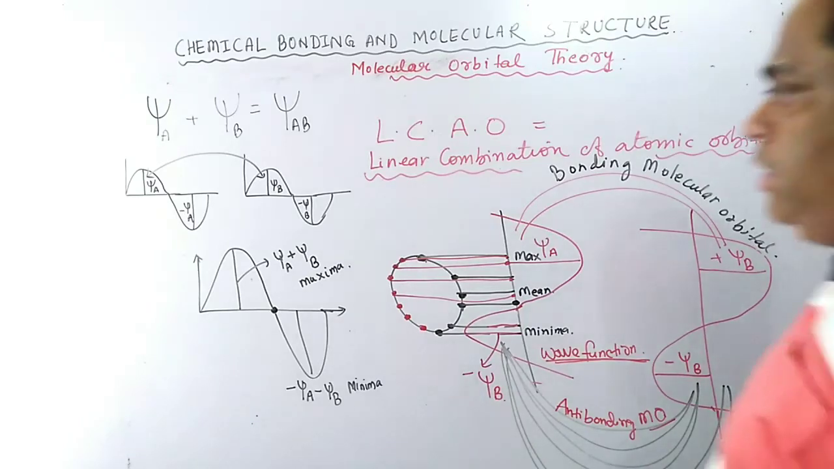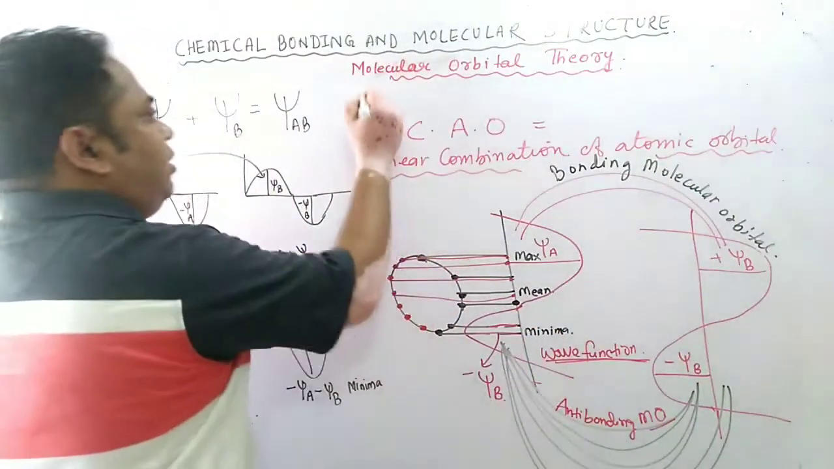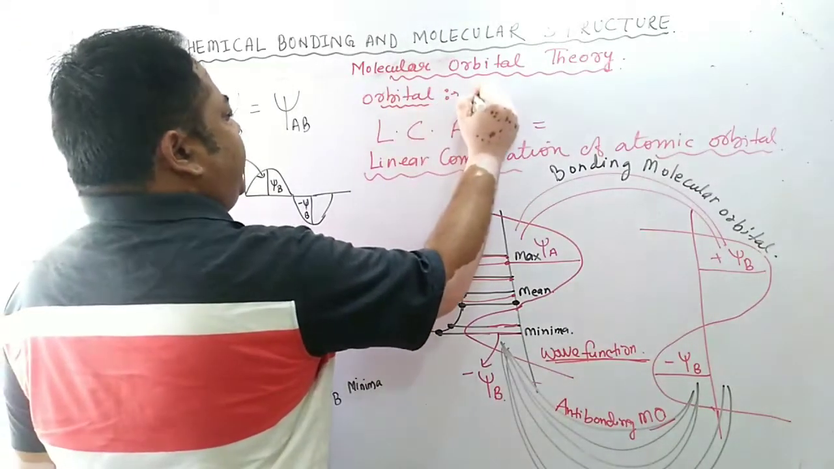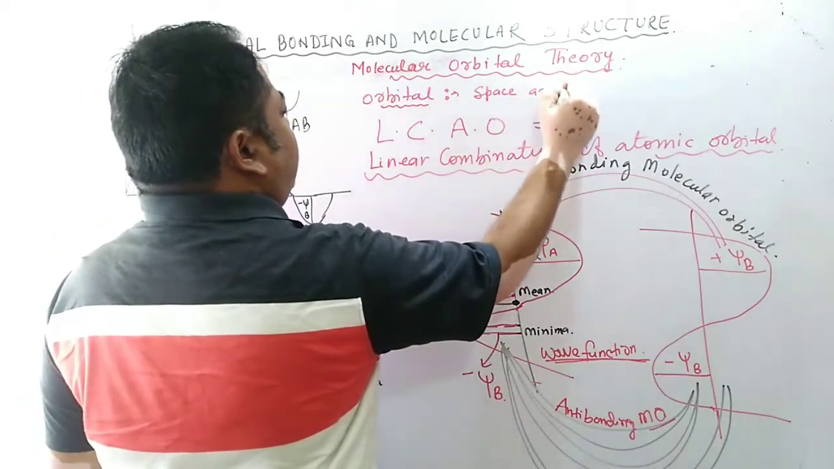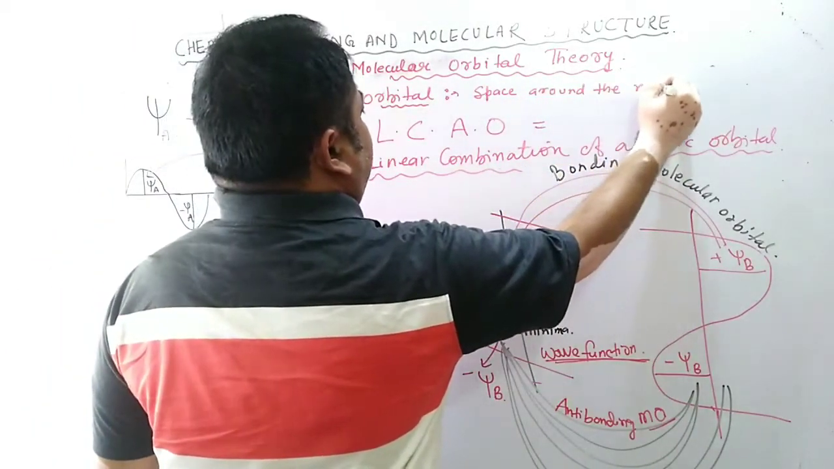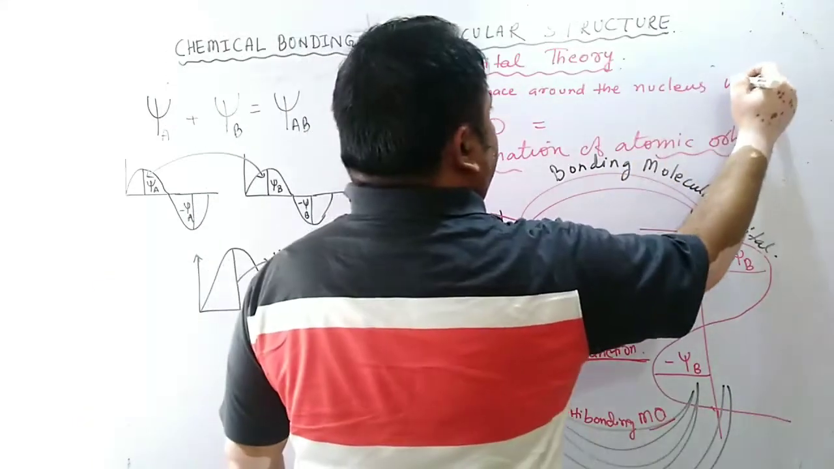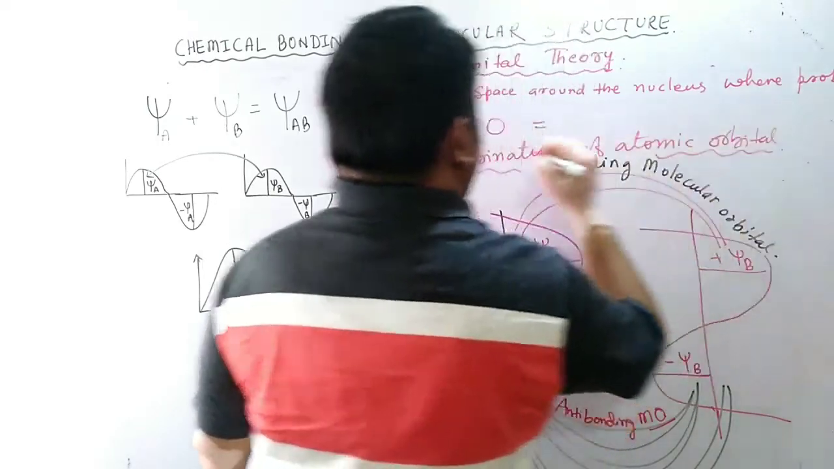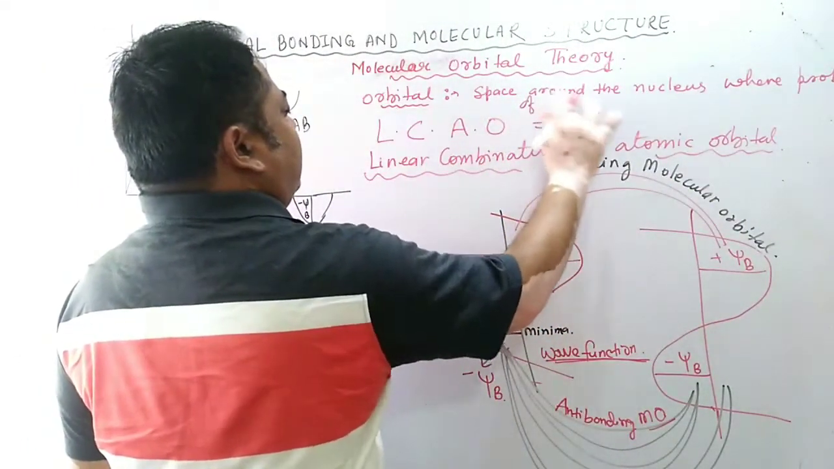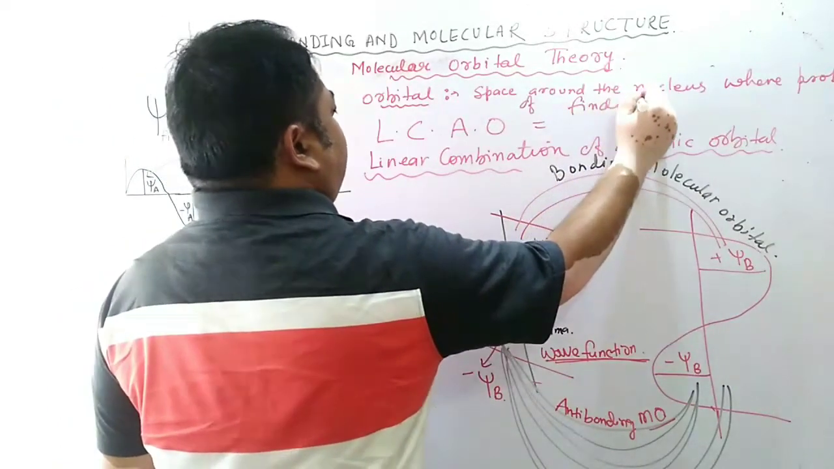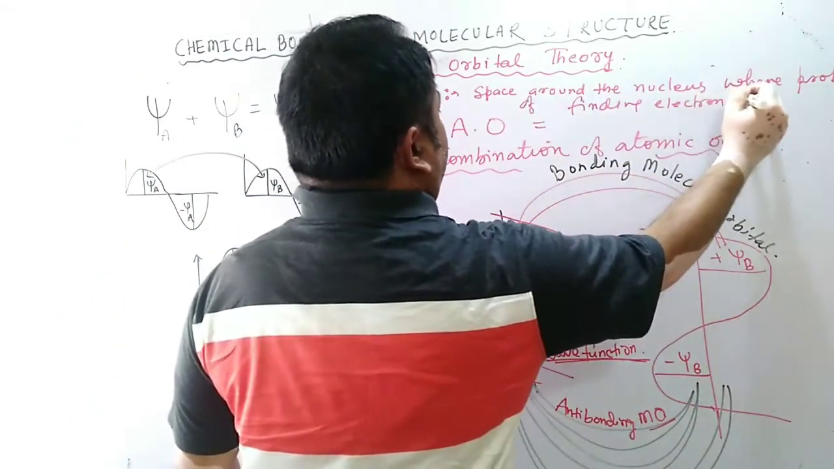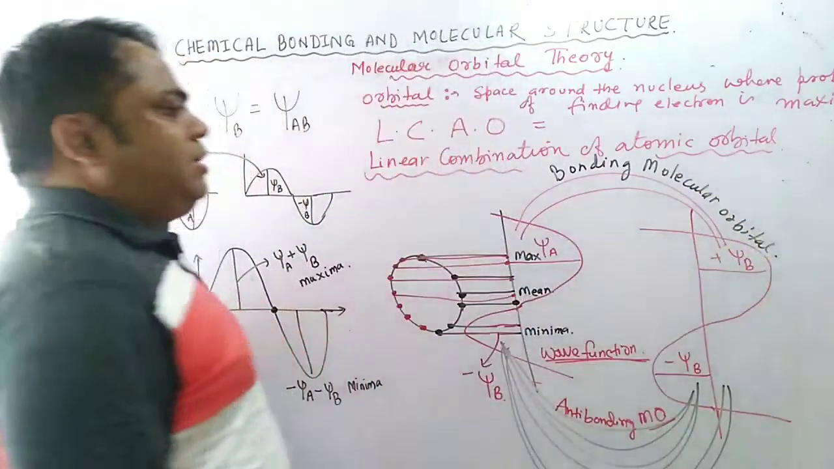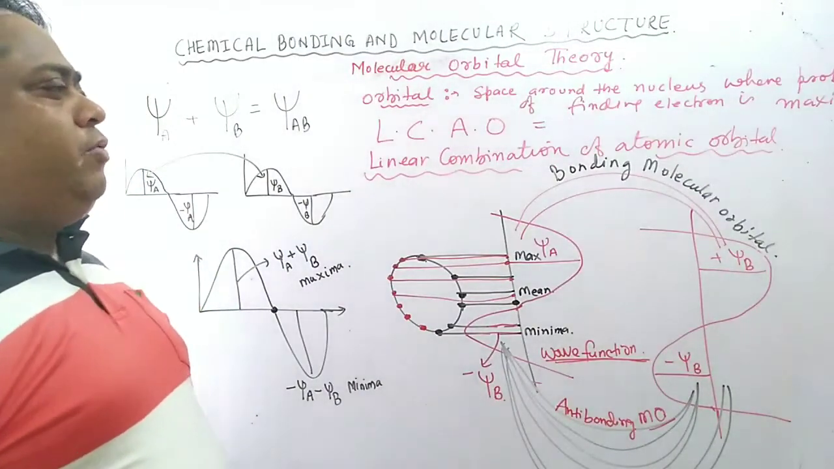So we know the orbitals. What is the meaning of orbital? Orbital means the space around the nucleus where the probability of finding an electron is maximum. Orbital is not a structure, it is a space where the probability of finding an electron is maximum.